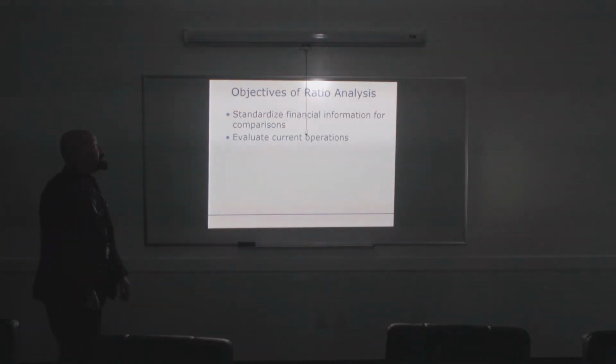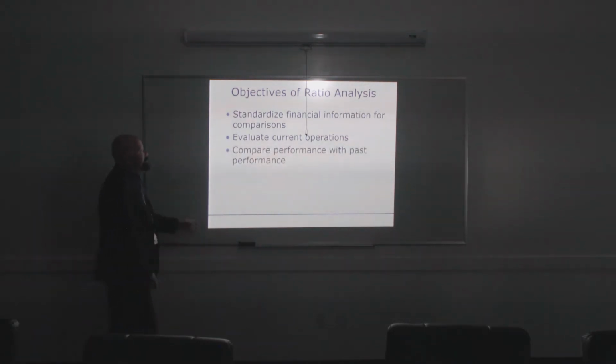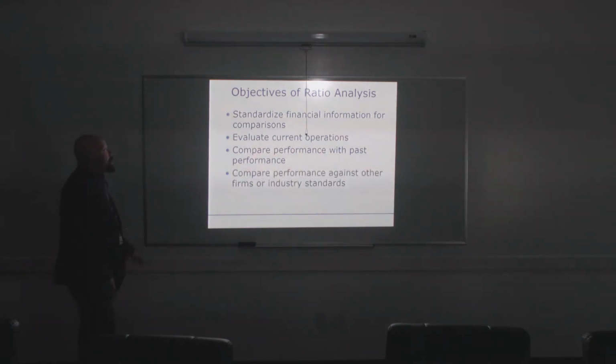Objectives of ratio analysis: standardize financial information for comparisons to make sure that we're doing okay. Evaluate current operations, which is key and important to improving. Compare performance with past performance. Okay, are we getting better? Are we getting worse? Did we stay the same? What's happening? Compare performance against other firms or industry standards. You could compare yourself to firms within our conglomerate, or you can compare it to other firms in your industry, or just industry standards. Okay?